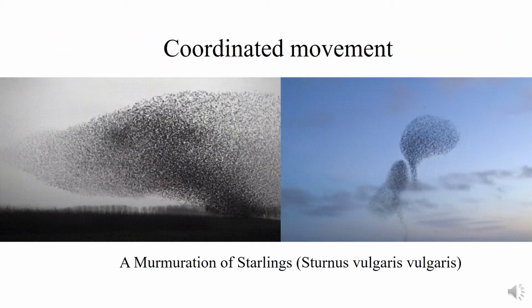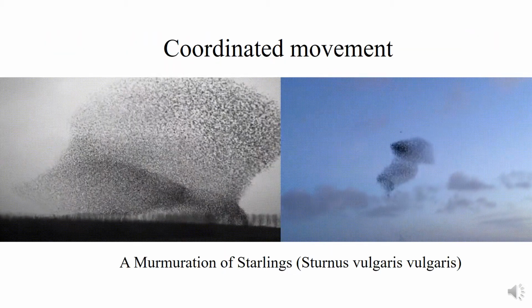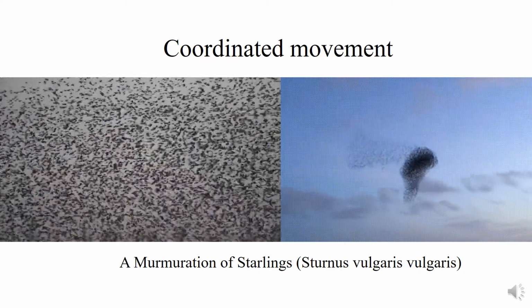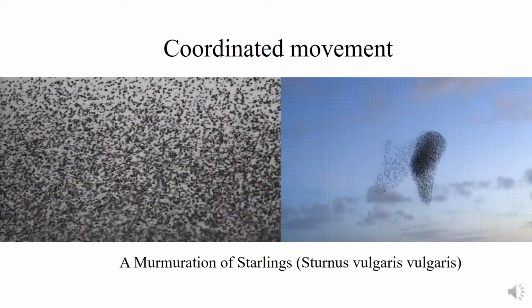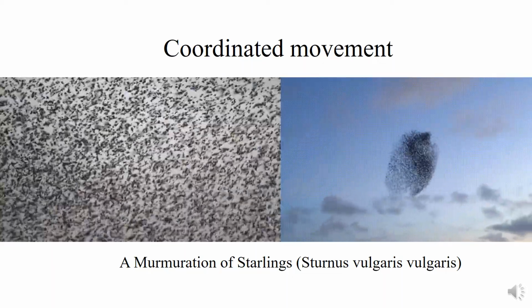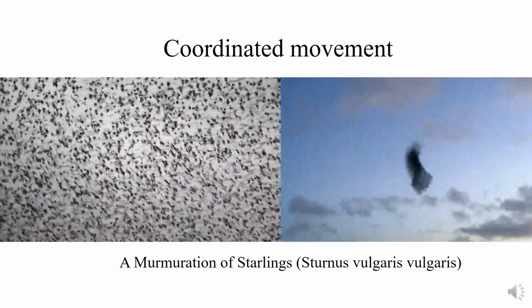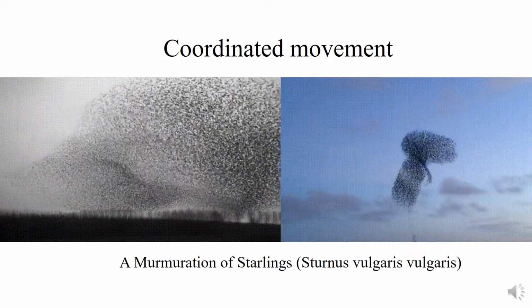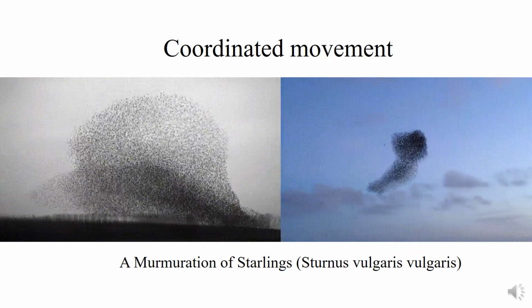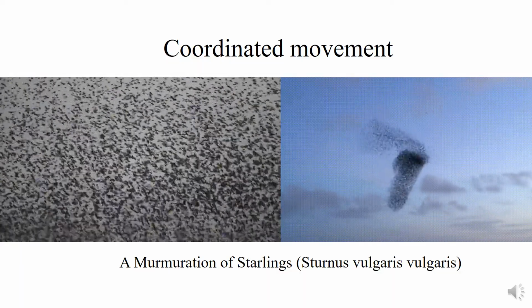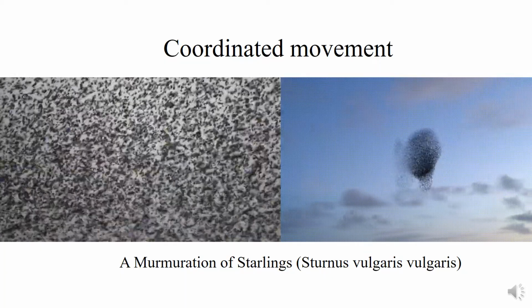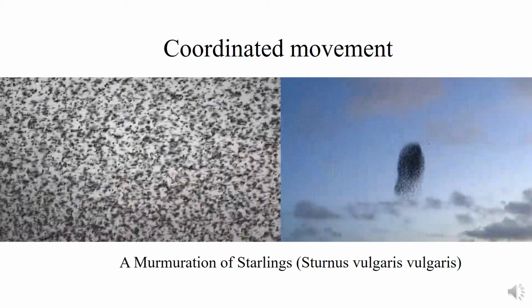Now the coordination can be startling. As you can see here, this is a murmuration of starlings, which are little birds, and they are highly coordinated. This is a level of coordination that would be the envy of any cavalry officer on the plain. These birds are highly coordinated. They are able to move and avoid, in the case on the right, they're avoiding a hawk, for instance.